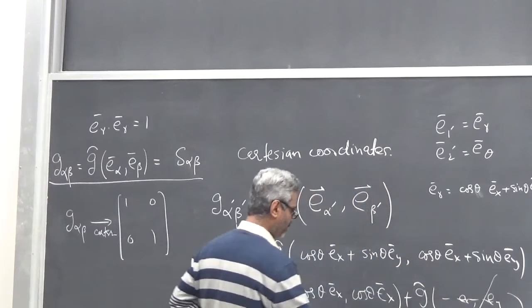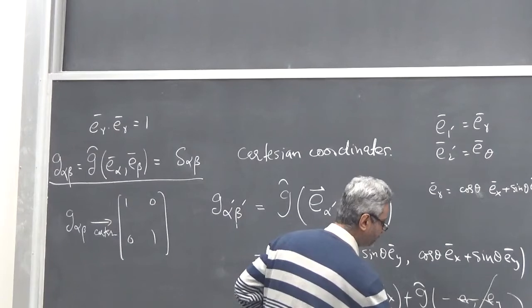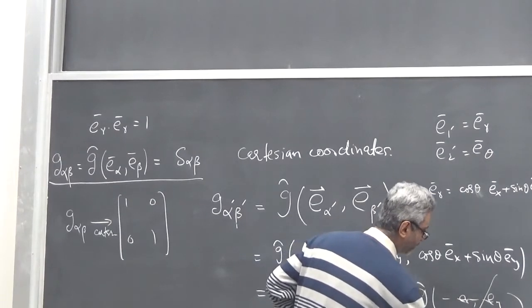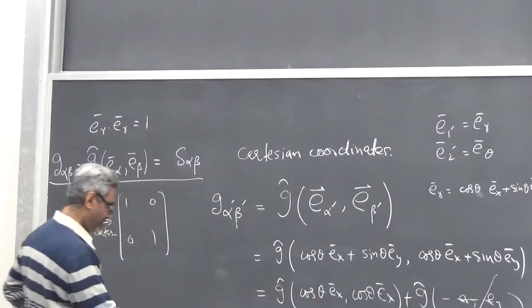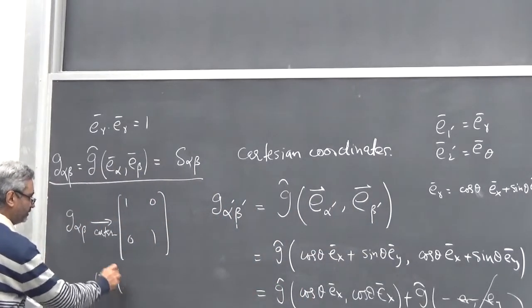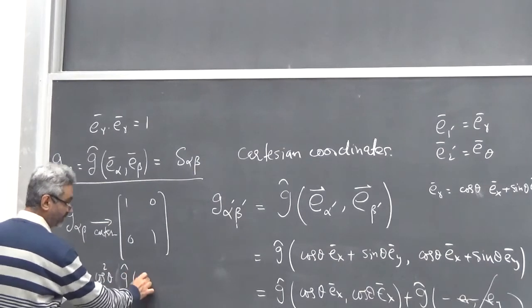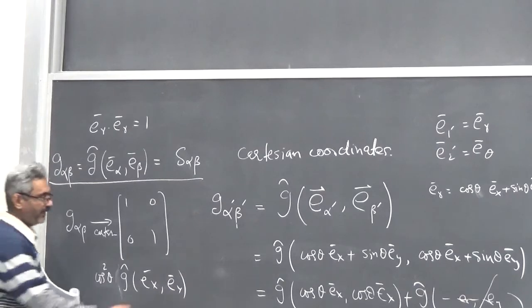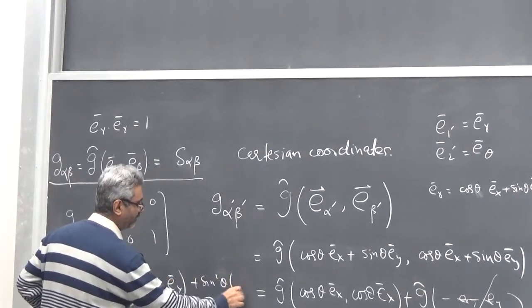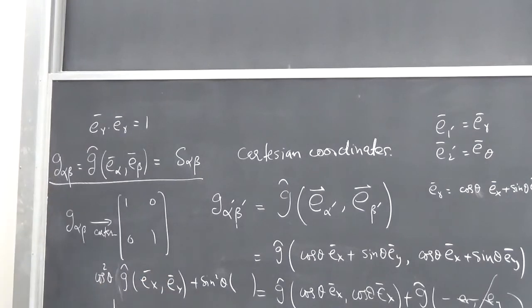So this will go to 0. And then there will be G(sine theta e_y, sine theta e_y). Since these are linear, this cosine theta is going to come out as cosine squared, and G(e_x, e_x) is 1. Plus sine squared theta, the same 1, and so you get cosine squared theta plus sine squared theta, and the answer is 1. Okay? Homework.